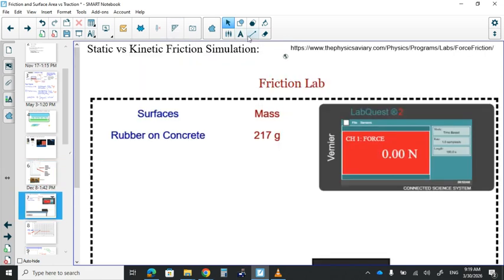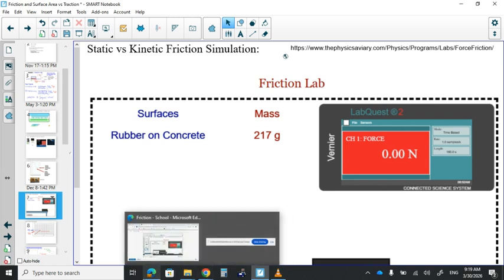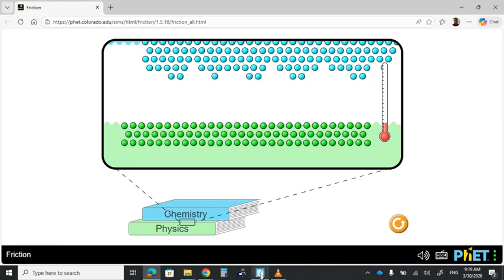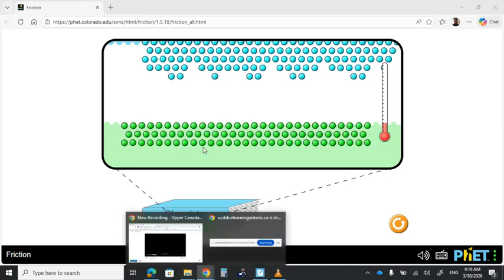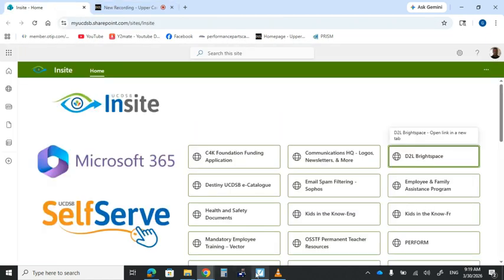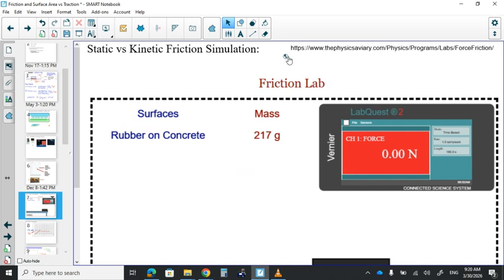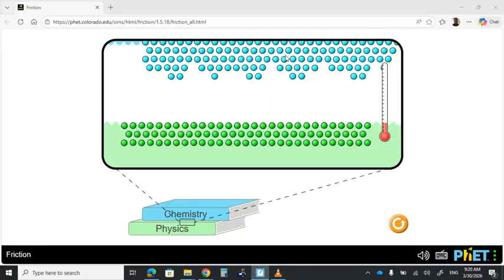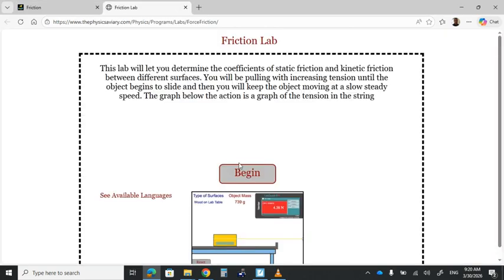There's a little simulation here that you can use if you like. Where is it? Did I not load it up yet? Hang on. Nope, looks like it didn't. All right, I'll load it up right now. Anyways, a little simulation for friction, whatever.